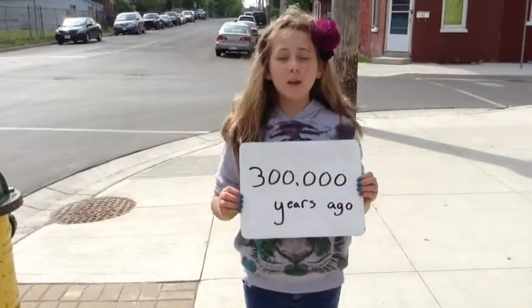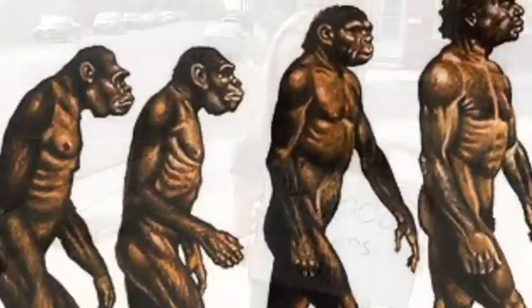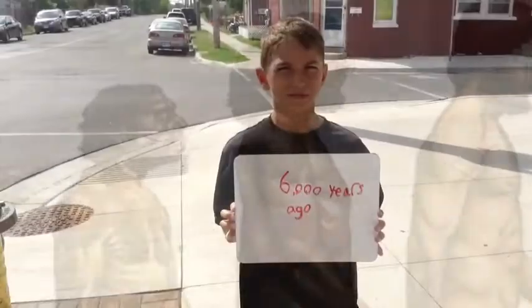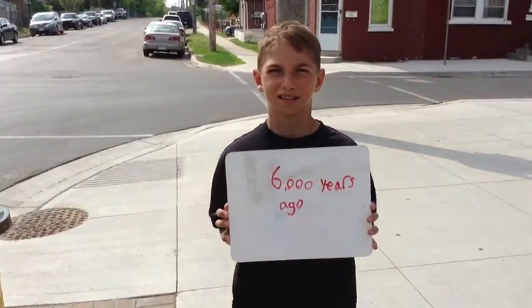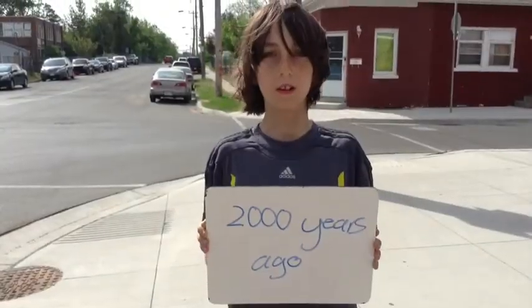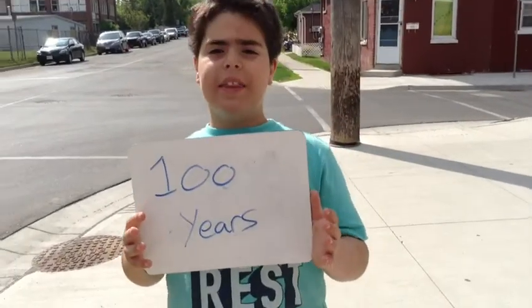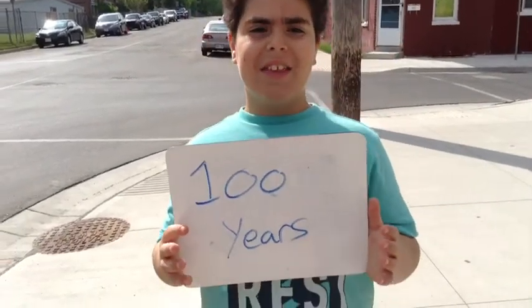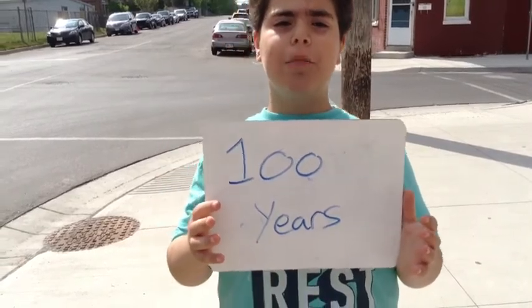100,000 years ago, humans appeared. 40,000 years ago, modern humans appeared. 6,000 years ago, recorded history begins. 2,000 years ago, the modern Christian calendar appeared. Years ago, the Industrial Revolution began.